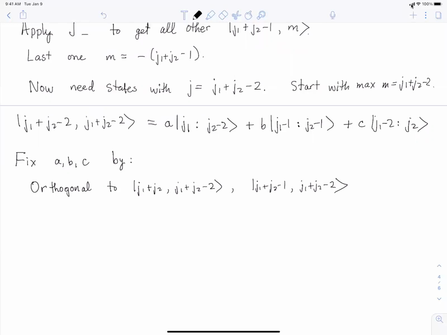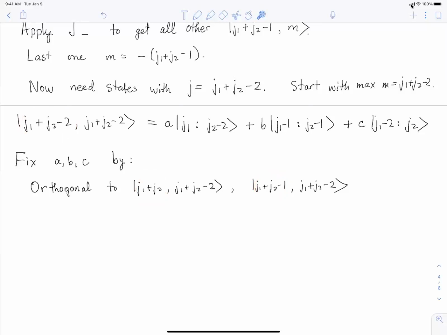Okay, so we know it's orthogonal to those because these are eigenstates of observables with different eigenvalues. Here are the different eigenvalues. In this case, it was total angular momentum J1 plus J2 minus 2. And here it was J1 plus J2. And here it was J1 plus J2 minus 1. So those have different eigenvalues for the total angular momentum squared, and therefore they must be orthogonal. So we get to use that fact.